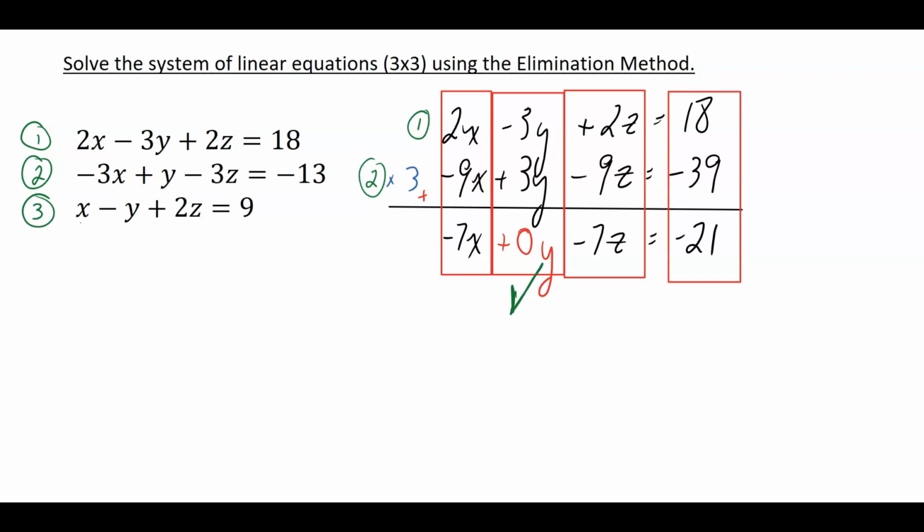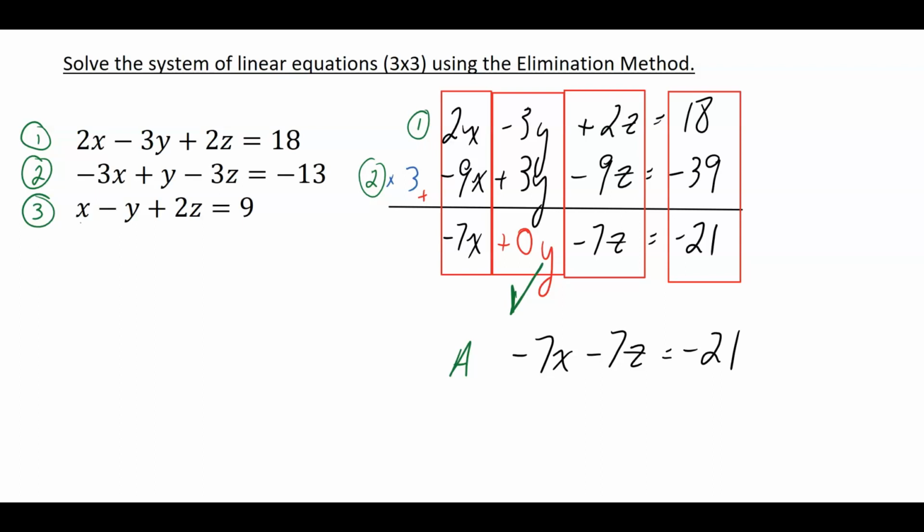Okay, we have eliminated the y term, so we now have a linear equation in 2 unknowns, don't we? And so let's keep that one right here. I'm going to call it A. And it is negative 7x minus 7z equals negative 21.